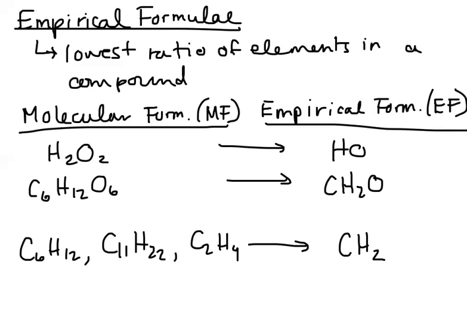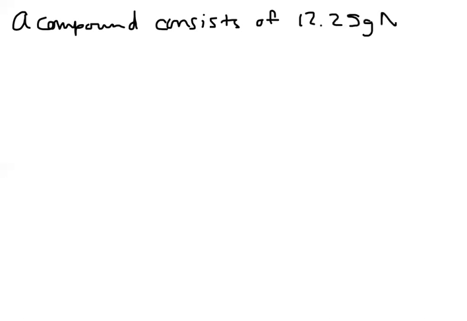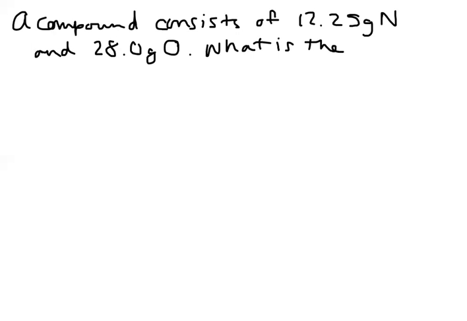So we are going to be able to do that using masses that I give you. The way you determine an empirical formula is you take the masses of elements in a compound. So for example, a compound consists of 12.25 grams of nitrogen and 28.0 grams of oxygen. What is the empirical formula?